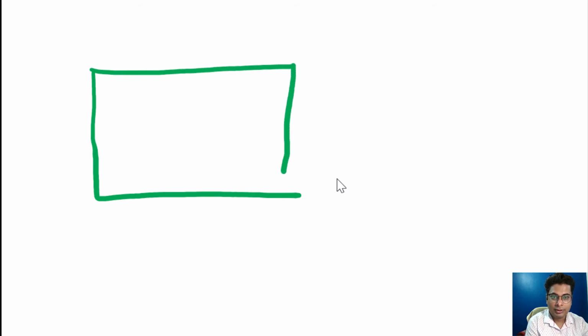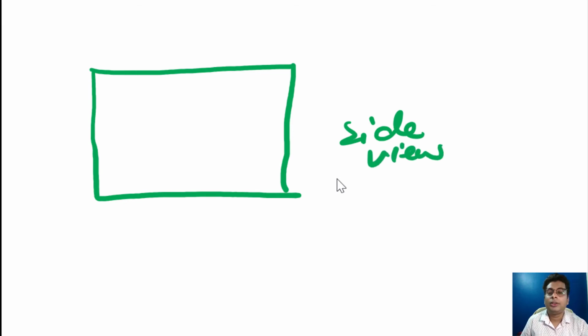Suppose this is the side view of a particular workpiece. Okay, let me draw in 3D.